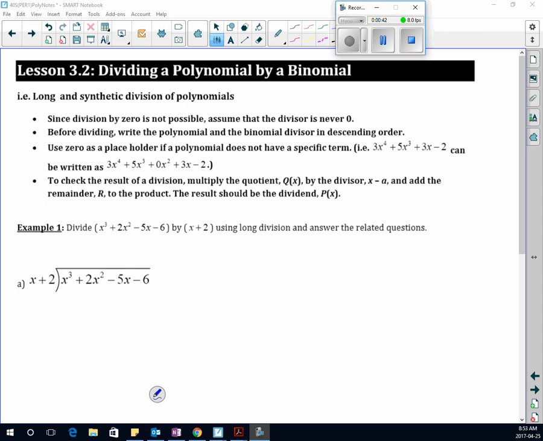Before dividing, write the polynomial and the binomial divisor in decreasing order. This is very important. Just like when you're doing division, you can't just put the numbers wherever you want. It has to be the hundreds, then the tens, then the ones, you know what I mean? So use 0 as a placeholder if the polynomial doesn't have a specific term, meaning if it doesn't have an x squared, you put a 0x squared as a placeholder. And then, of course, to check division, you can always multiply the quotient by the divisor and then add the remainder.